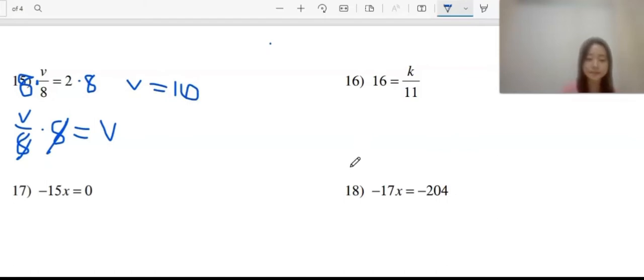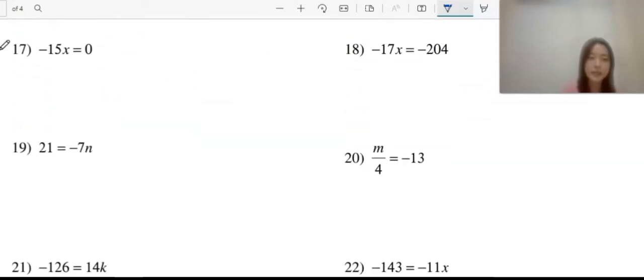Now if you look at number 16, so 16 is equal to k over 11. So this is same as number 15. K is divided by 11, and if we want to undo that process so we can make k by itself on the right side, we would have to multiply 11. So we multiplied 11 on the right side, so we also have to do it on the left side as well. So 11 times 16 is 176. 176 is equal to k, because 11 is canceled out.